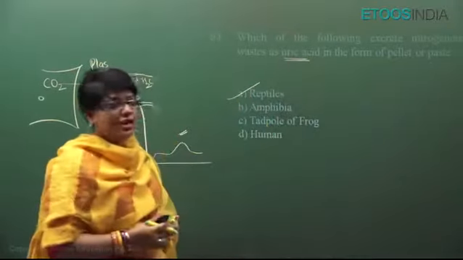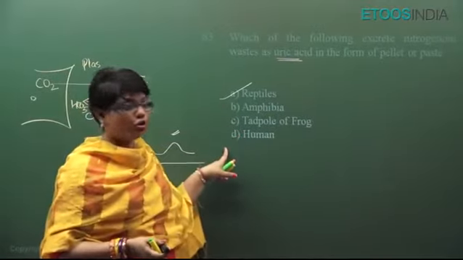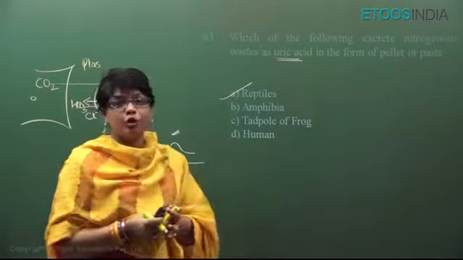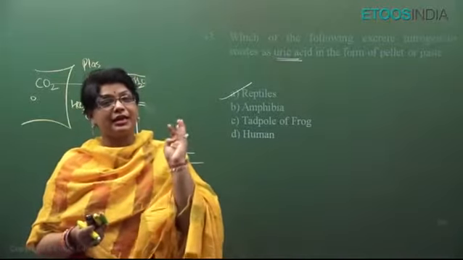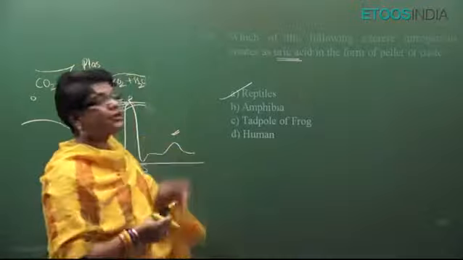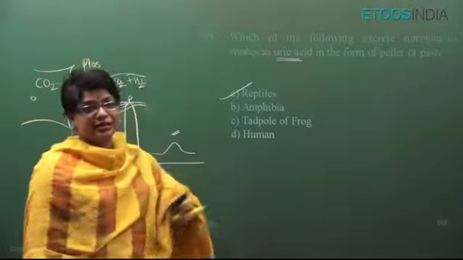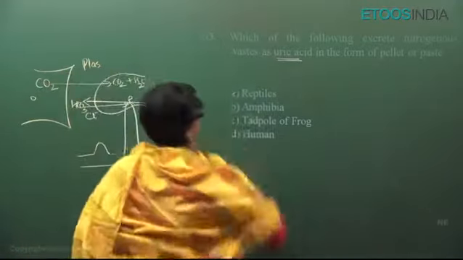Now, which of the following excrete nitrogenous waste as uric acid? Reptiles. We know amphibia and human. Adult amphibia like frog, toads and human, they are ureotelic, they excrete urea. Tadpole of frog is ammonotelic. Reptiles, birds and land insects like cockroach, they excrete uric acid. Ammonia requires maximum water, uric acid least water. Ammonia is most toxic, uric acid is least toxic.